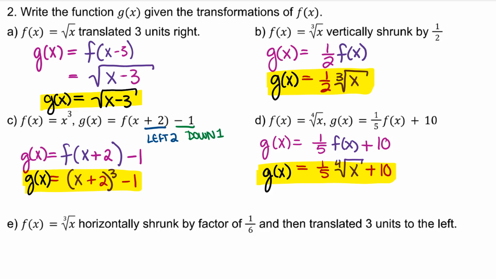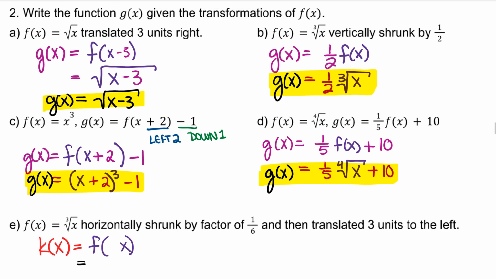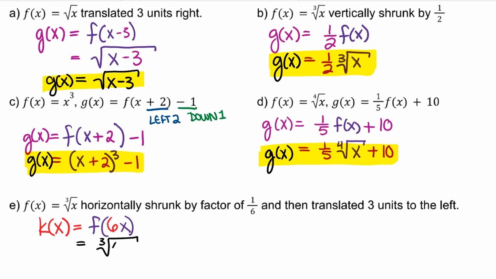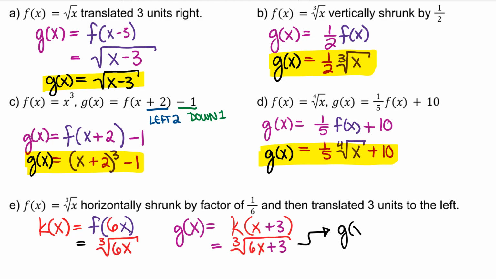For part E, we're going to horizontally shrink by a factor of 1/6 and then translate 3 units to the left. So I'll write k of x as the horizontally shrunk function and then move that one 3 units to the left. To horizontally shrink by a factor of 1/6, we need to multiply the x by the reciprocal, which is 6. Making our horizontally shrunk function cube root of 6x. Now let's translate 3 units to the left by adding 3 to the x value. Making g of x cube root of (6x plus 3).